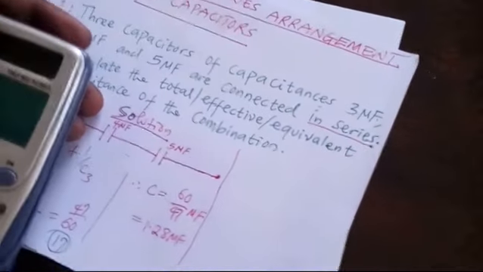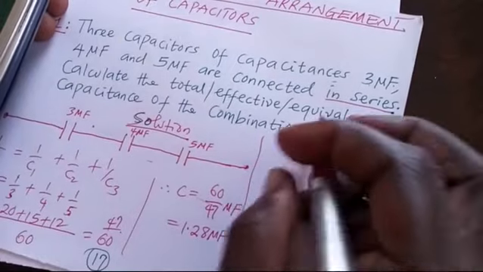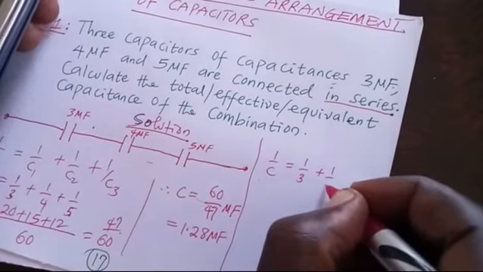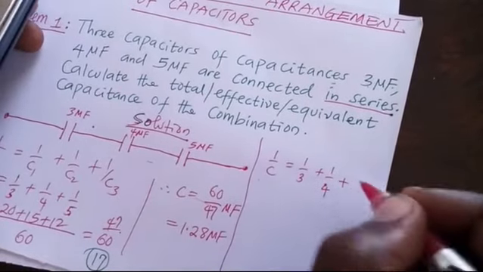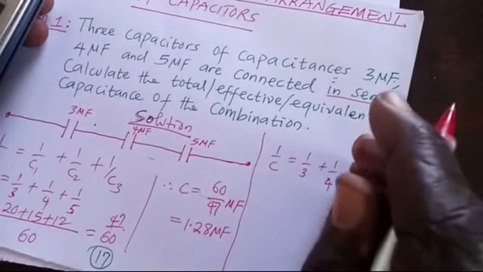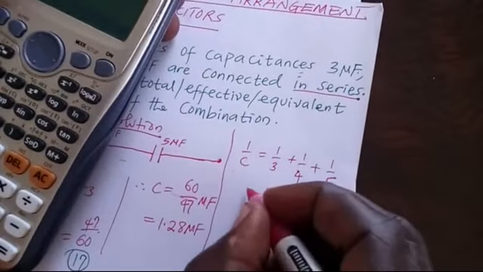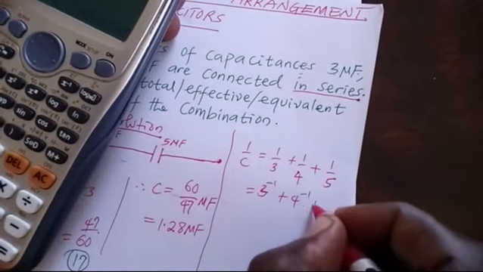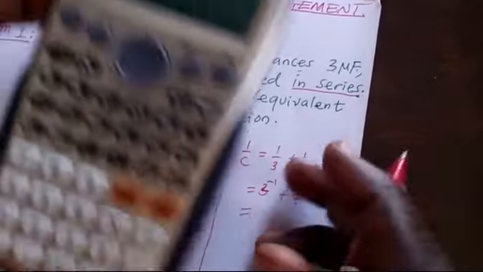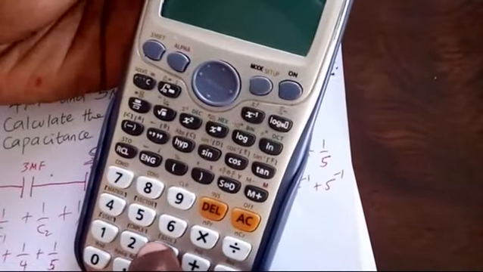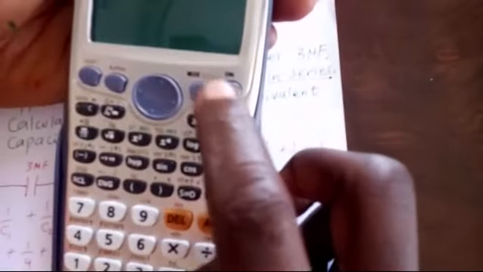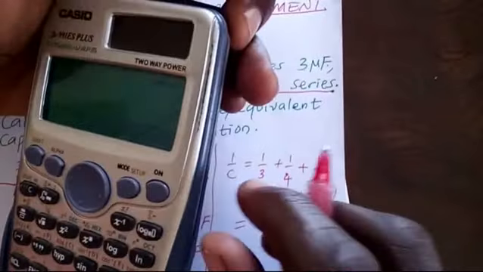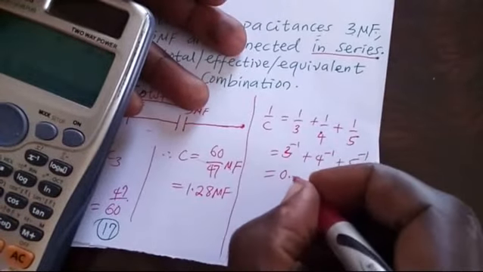There is another way of solving this one. If you have 1 over C is equal to 1 over 3 plus 1 over 4 plus 1 over 5, you may also say this means 3 reciprocal plus 4 reciprocal plus 5 reciprocal. You bring your calculator and press the 3, look at the reciprocal key here, 3 reciprocal. You get 0.33.